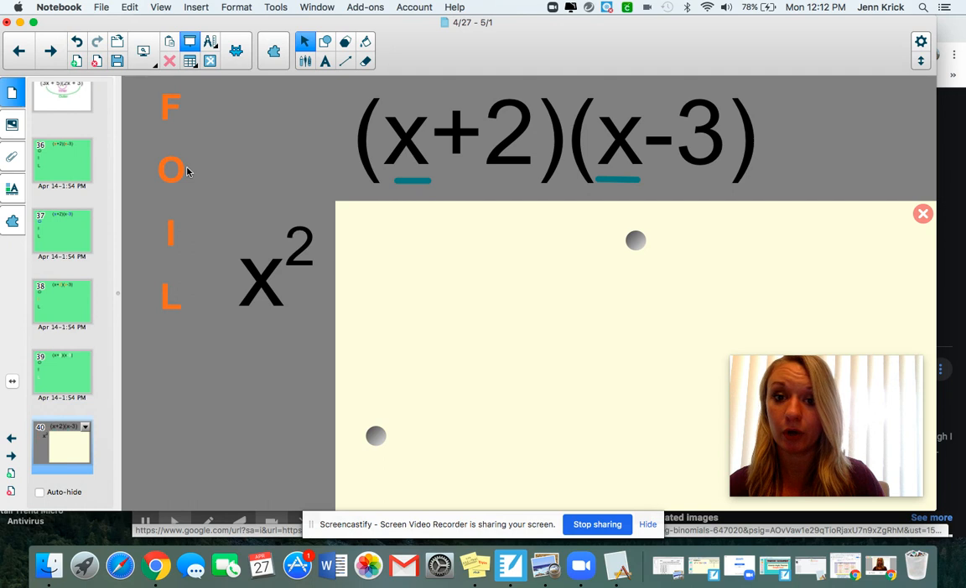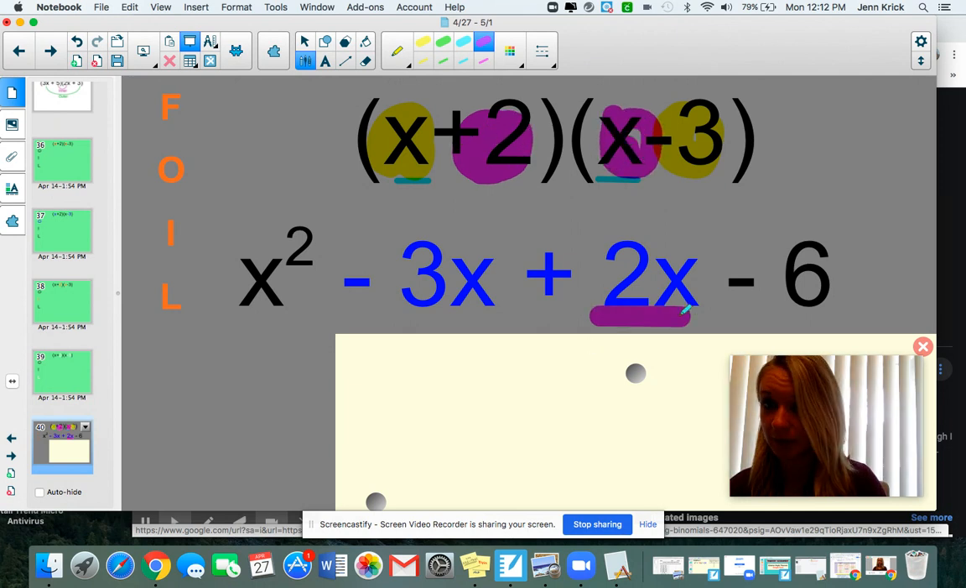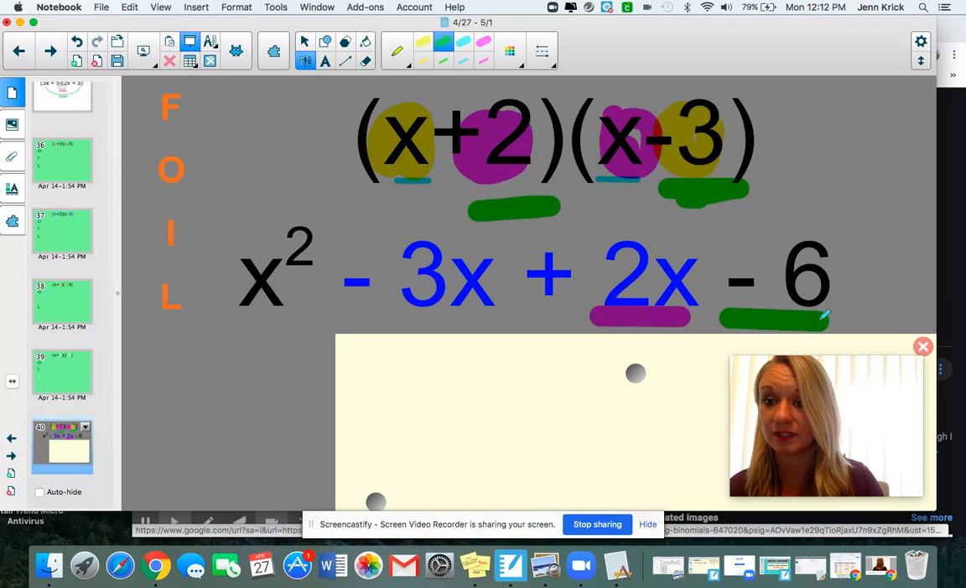Then it says O. O means outer terms. Watch where I highlight to make sure that you have the proper signs that go with your terms. So my outer term here is just x, and then out here it's -3. So what is -3 times x? Well, it's -3x. Then for my inner terms, I've got +2 and x, and 2 times x is just 2x. That's where it comes right here. And then last is just my +2 and my -3. 2 times -3 is -6.